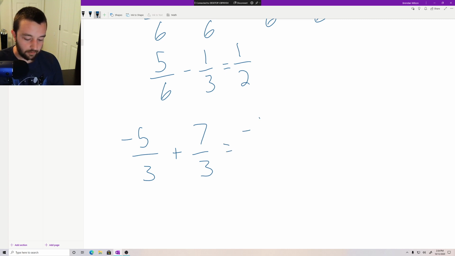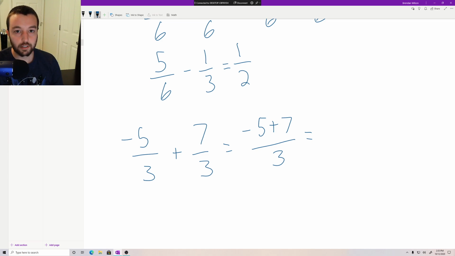So this is going to be negative 5 plus 7 divided by 3. So now we've got to remember our rules with negative numbers. Negative 5 plus 7, you could take out a number line if you want to. You would start at negative 5 and then move to the right 7. So you're going to end up at 2. Okay.